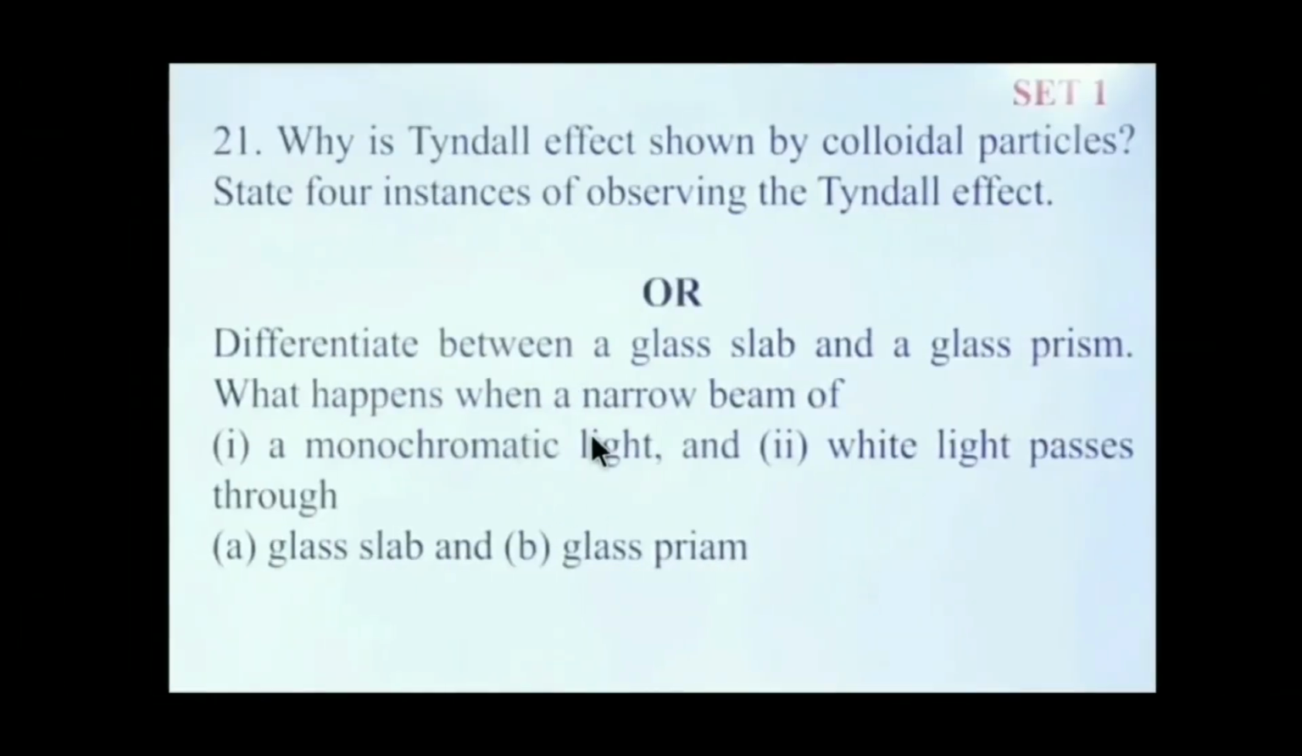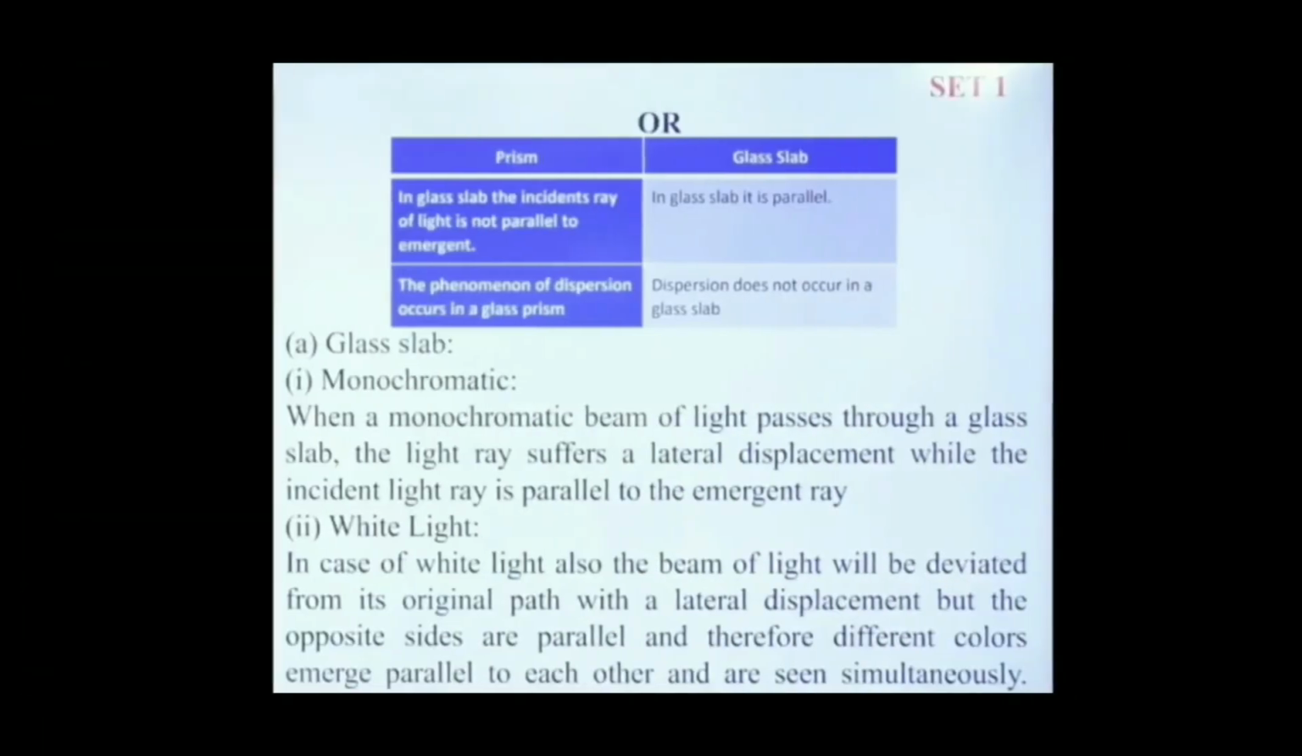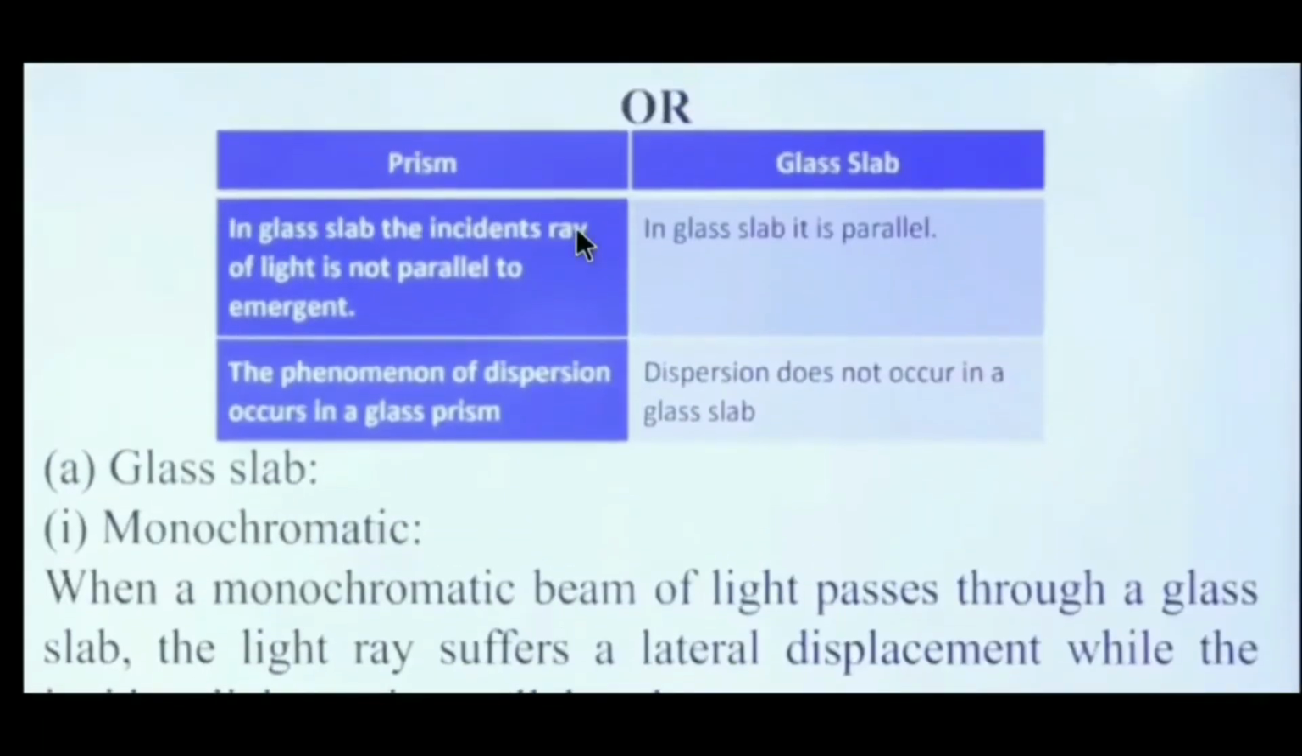The second one is asked: differentiate between a glass slab and a glass prism. What happens when a narrow beam of first monochromatic light and then white light passes through a glass slab and a glass prism? So first, the difference between prism and glass slab. In a glass prism, the incident ray of light is not parallel to the emergent ray. In a glass slab, it is parallel. The phenomenon of dispersion occurs in a glass prism. Dispersion does not occur in a glass slab.